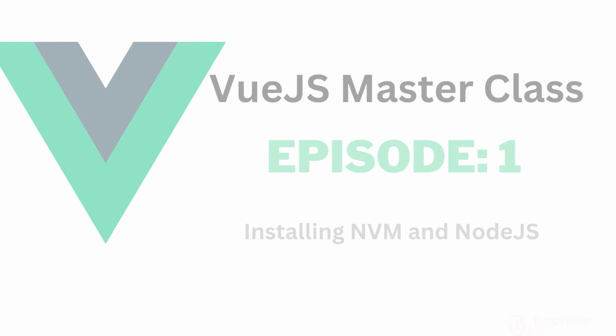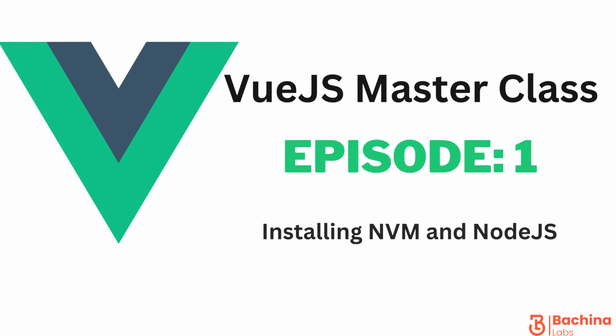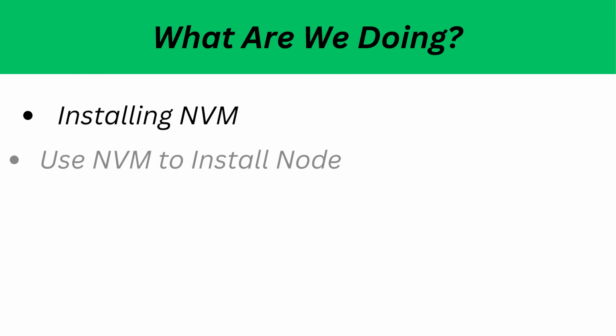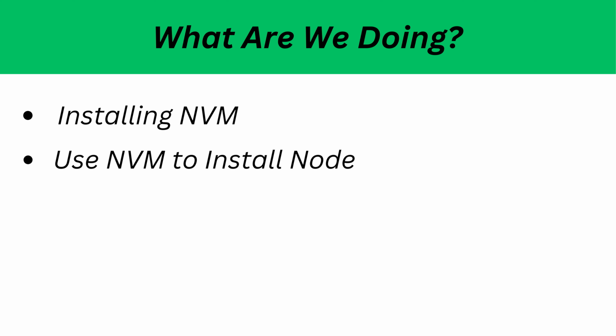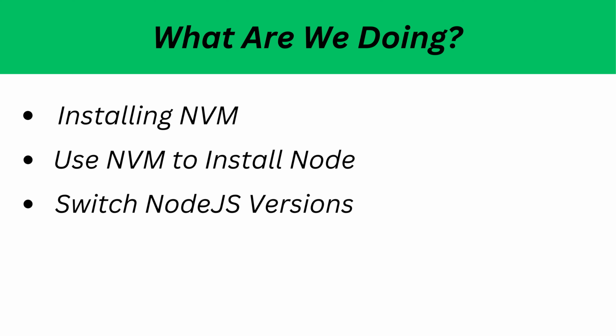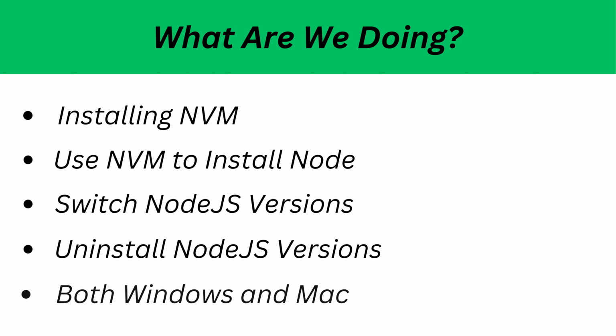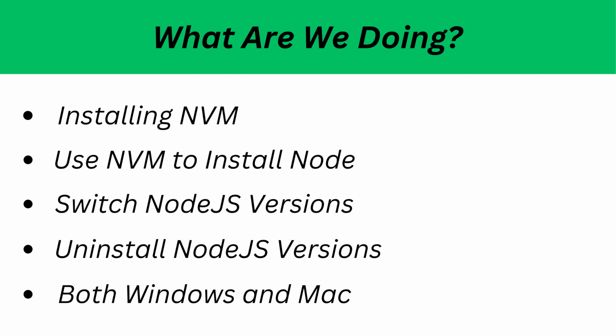In this first episode of VueJS masterclass, we are going to install NVM, and we are going to install Node.js through NVM. So it gives us the flexibility to install a specific Node.js version, and you can switch Node.js versions, and also you can uninstall any specific Node.js version as well. And we're going to do this on both Mac and Windows.